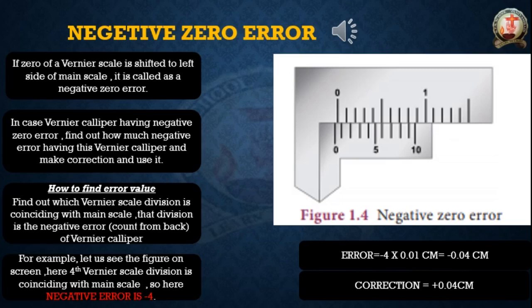So here we have to consider from backside onwards. We have to count from backside onwards, correct? So here, what is the vernier scale reading? Which line is coincided? 4th line. So what is the vernier scale negative error? 4. Negative 0 error means minus 4.